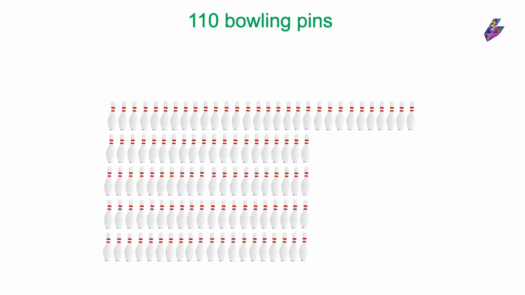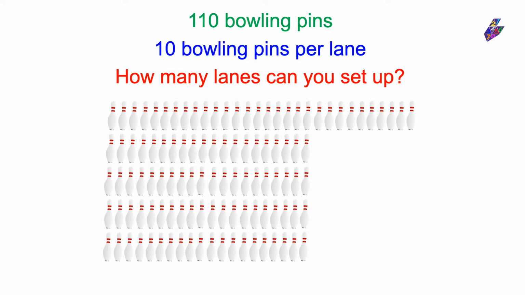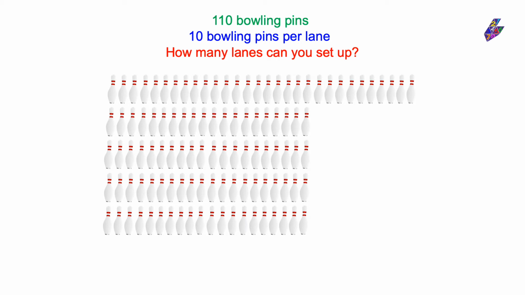So what if you had 110 bowling pins? We still need 10 bowling pins per lane to start the game. So how many lanes would you be able to set up then? Pause the video and try to figure this out before continuing. As always, there are many ways we might have worked this out, including skip counting or using facts that you already know. We'll look at one strategy here. Compare it to your own, thinking about the advantages and disadvantages between your strategy and this strategy.